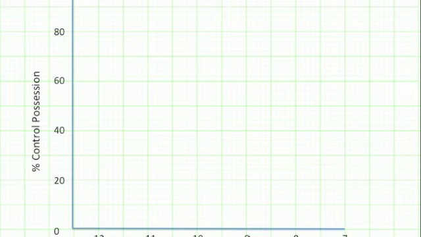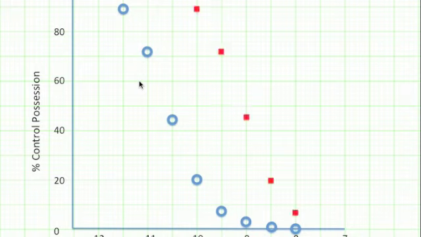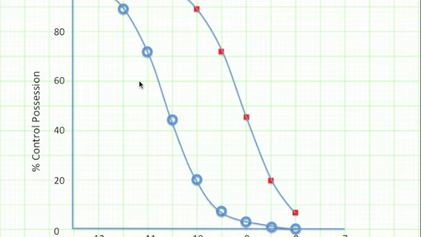So again, work out suitable axes, log drug concentration and percent control possession. Here we're going to start at 100% and our data decrease as drug concentration increases. In fact, what we end up with is reversed sigmoid curves. This is the one for Exorcil and then for redeemin. We can draw smooth reverse sigmoid curves through these data. There we go. And now we've got to try and characterize the drug.